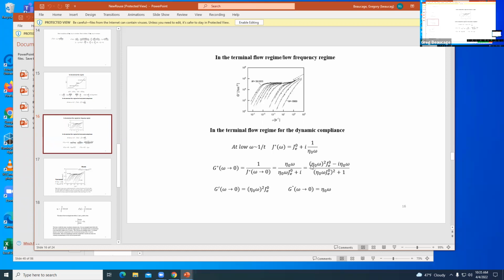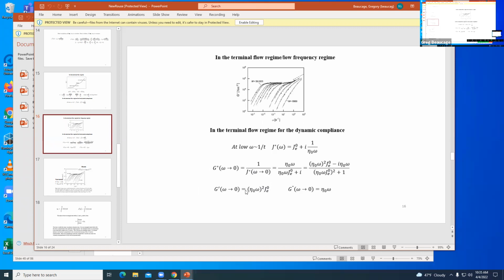So here, when you do that, you immediately get the frequency squared for the storage, and it's frequency to the power 1 for the loss within the flow region at the low frequency, because this is only good at the low frequency region, low time, right? So it's not that mysterious. It's just a matter of messing around with complex numbers, and you can just get that.